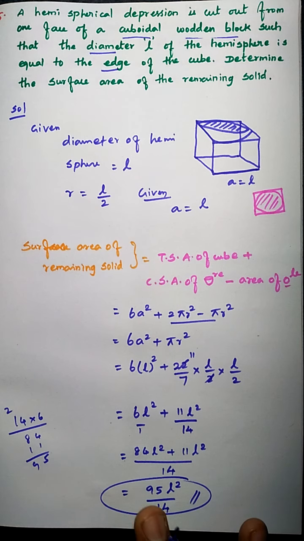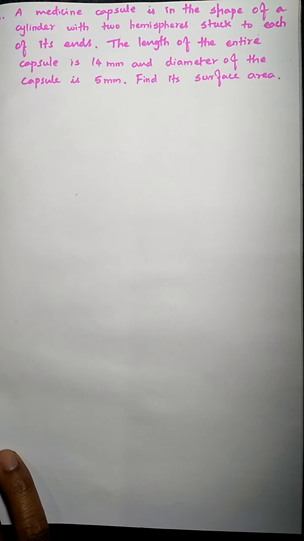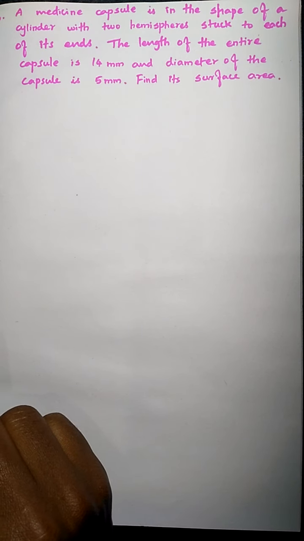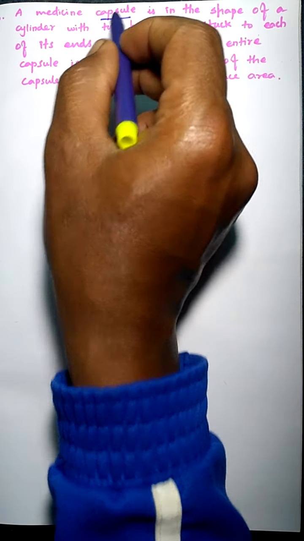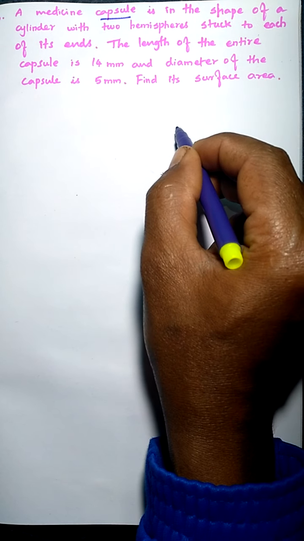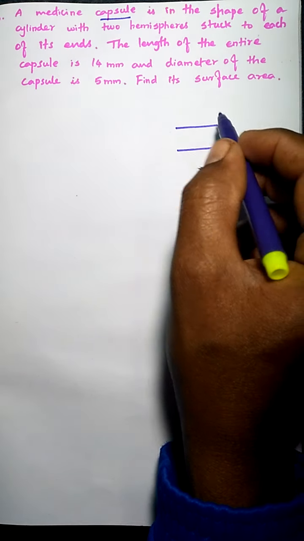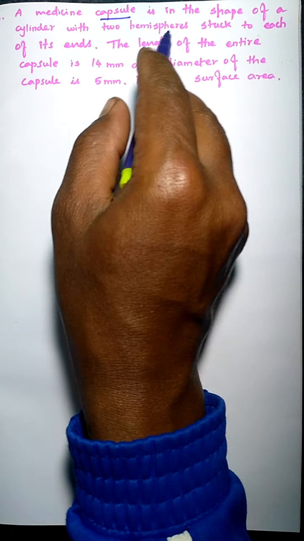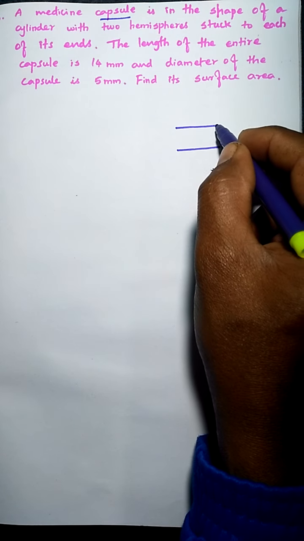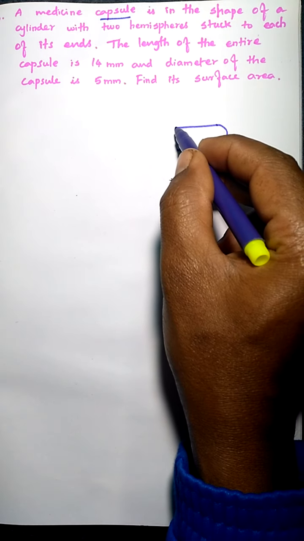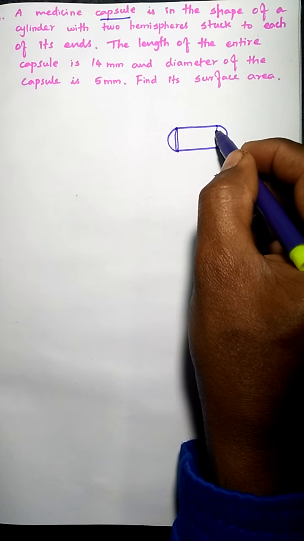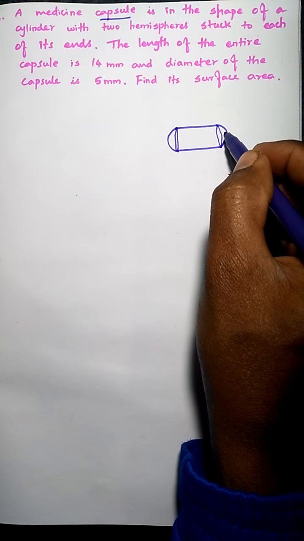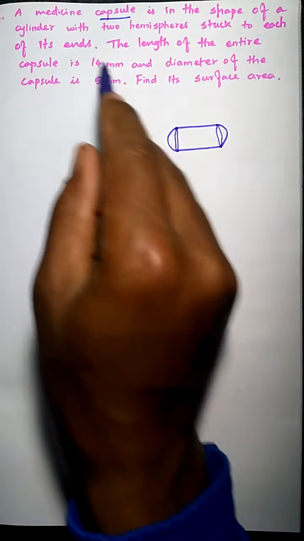Let's move to question number 6. So here we have question number 6. A medicine capsule is in the shape of a cylinder with two hemispheres stuck to each of its ends. See the capsule medicine, it is in the shape of a cylinder. Let's draw one cylinder shape, and with two hemispheres stuck to each of its ends. So each side has a hemisphere. This is hemisphere 1, this is hemisphere 2. So now this is the capsule, right? A cylinder and two hemispheres stuck at its ends.